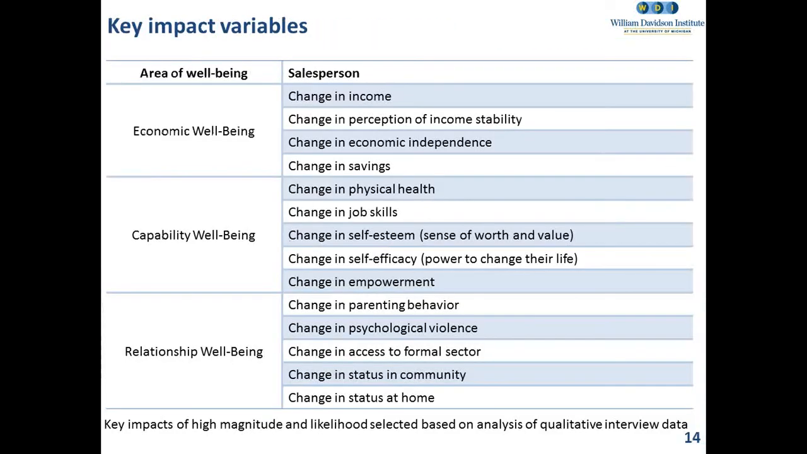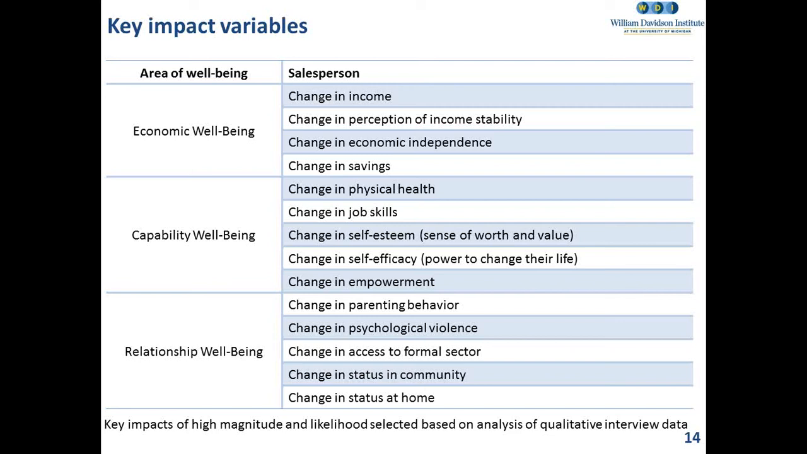We came up with the following set of prioritized impacts within each area of well-being based on our analysis of each impact's magnitude and likelihood of occurrence. These variables include changes resulting from receiving a stable source of income, such as changes in income, their perception of income stability, savings, economic independence, status in home, and their status in the community.